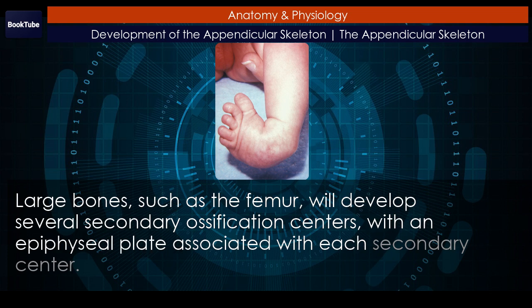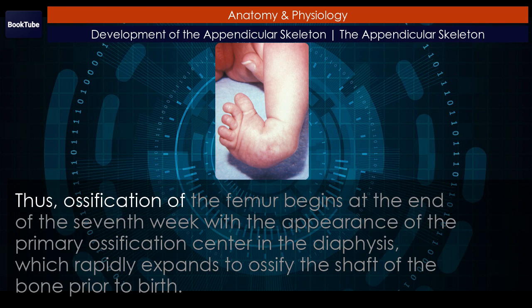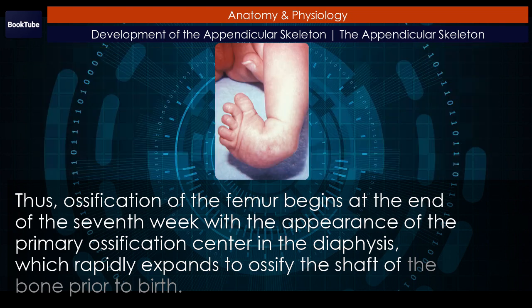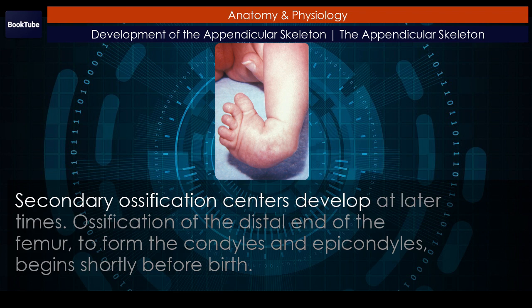each secondary center. Thus, ossification of the femur begins at the end of the 7th week with the appearance of the primary ossification center in the diaphysis, which rapidly expands to ossify the shaft of the bone prior to birth. Secondary ossification centers develop at later times. Ossification of the distal end of the femur to form the condyles and epicondyles begins shortly before birth.